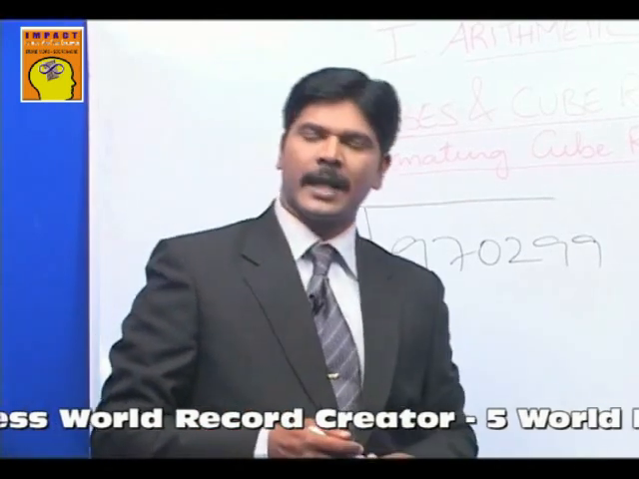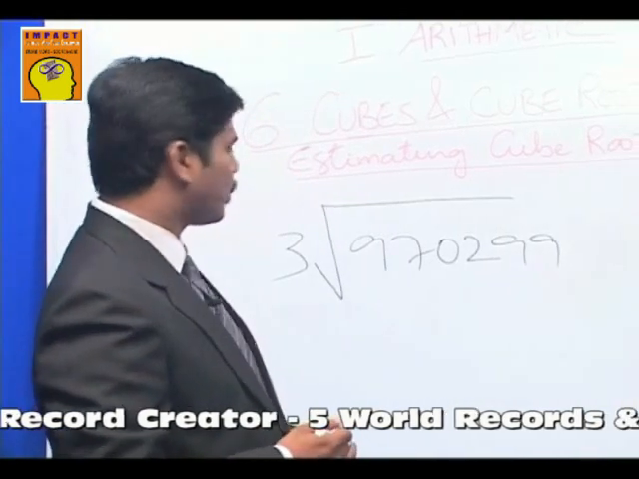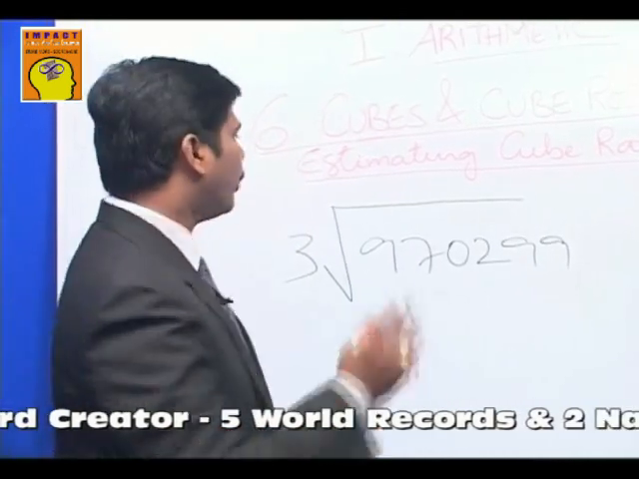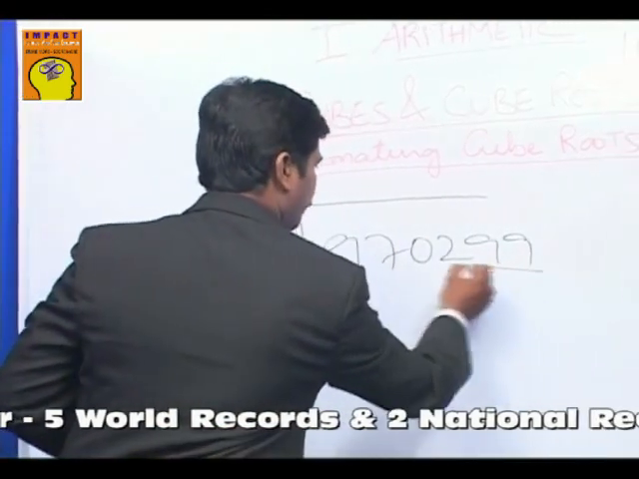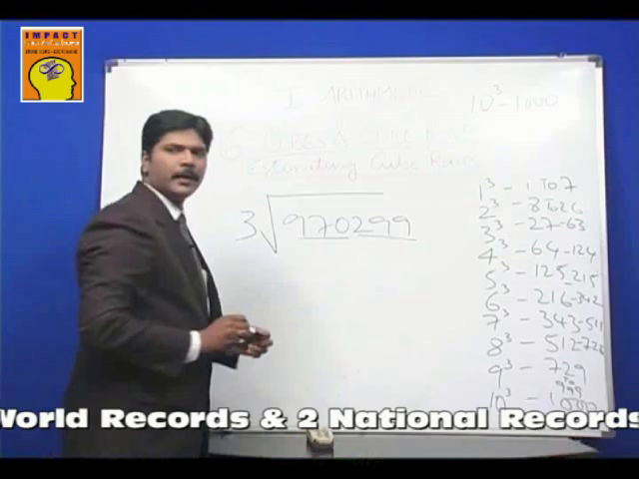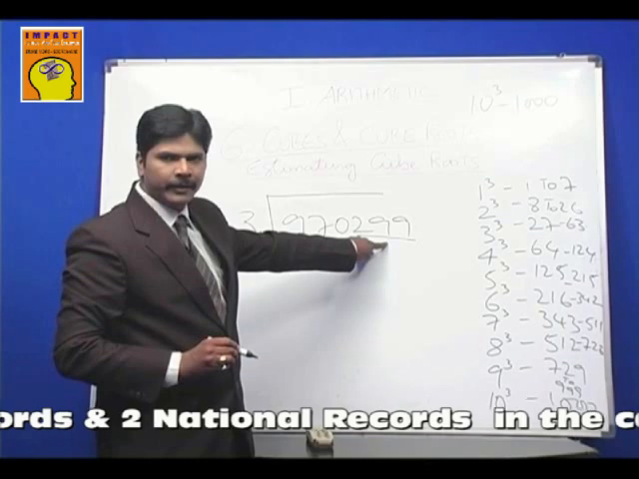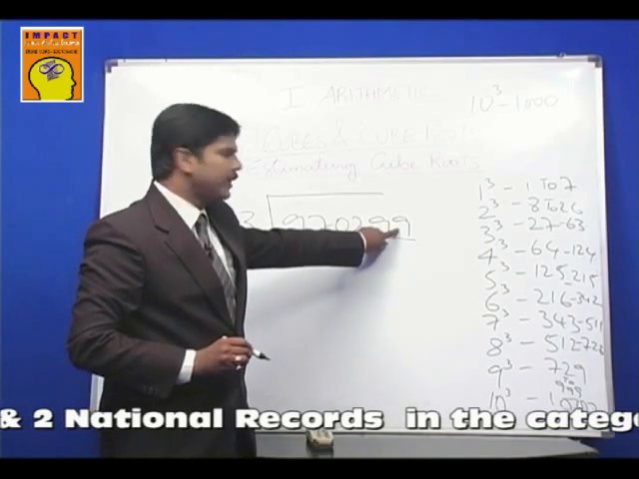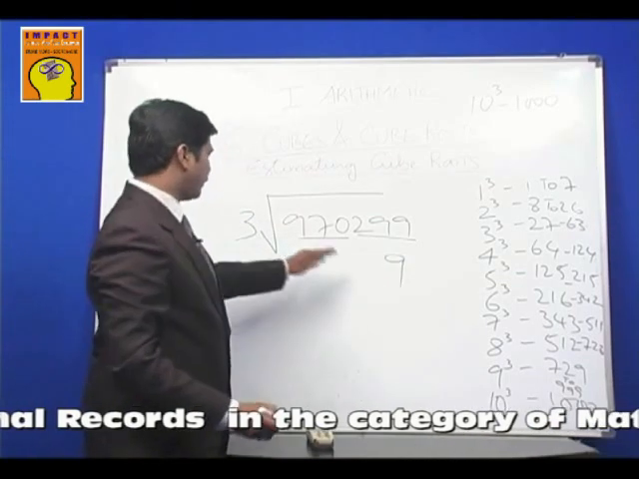Now let's take one last example in estimating cube roots. What is the cube root of 970299? Moving from right to left, group 3 numbers. Group 3 and group 3. Now the right underline is only to check what the cube number is ending with. The cube number is ending with 9, so the cube root also must be ending with 9. Now go to the extreme left one.